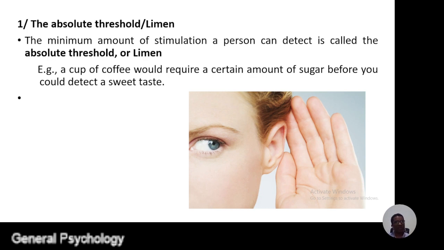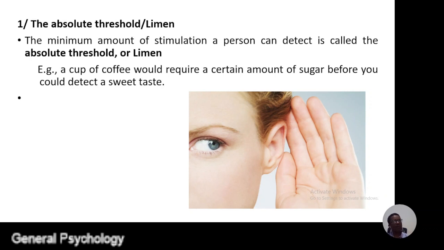The absolute threshold is sometimes identified as limen. Limen, or absolute threshold, means the minimum amount of stimulation a person can detect of the given information. That is called absolute threshold or limen. For example, a cup of coffee would require a certain amount of sugar before you could detect a sweet taste.